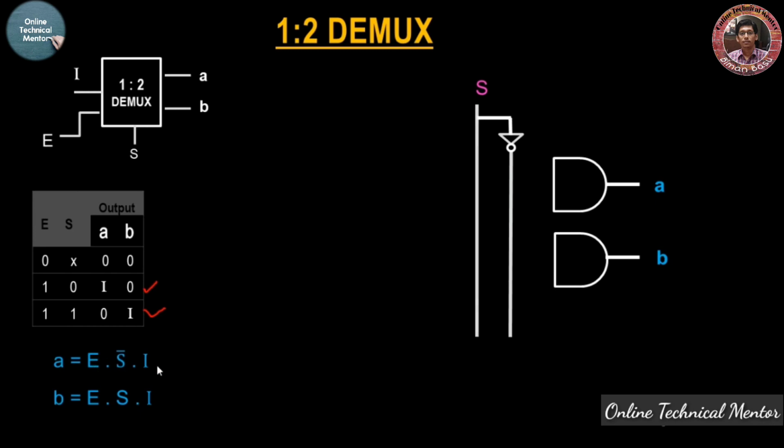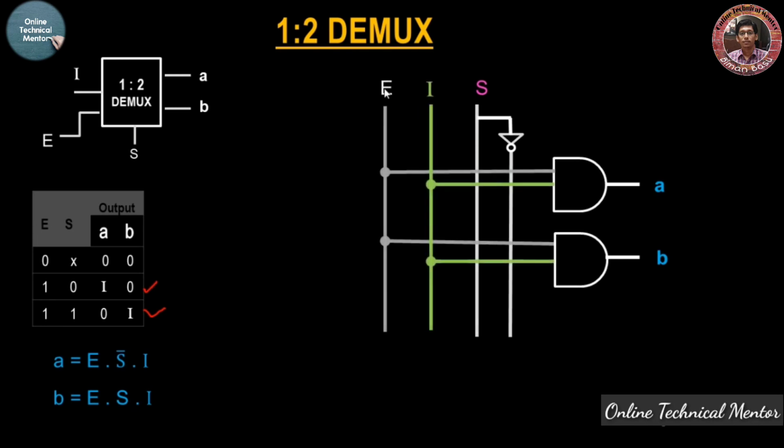Now look at the expression. Both E and I are common to both expressions. That means E and I lines are connected to both the AND gates. So you can draw like this. E and I have a connection to both the AND gates. So when E is 0, the output of the AND gate will become 0. That is the first row. Data coming into the input will pass through A and B, but this will be controlled by the S line, that is the selector line.